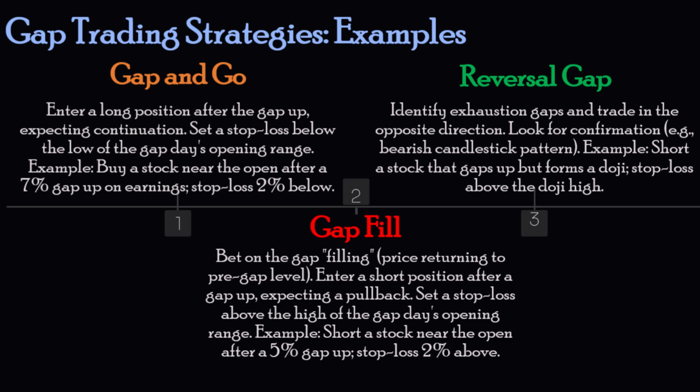Reversal gap. Identify exhaustion gaps and trade in the opposite direction. Look for confirmation, e.g. bearish candlestick pattern. Example: short a stock that gaps up but forms a doji, stop loss above the doji high.